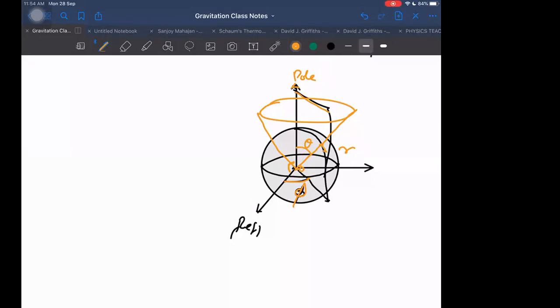Which lines? The line along the radial direction and the line along theta cap, and one will be along this side. Means there will be three mutually perpendicular small vectors locally at that place.